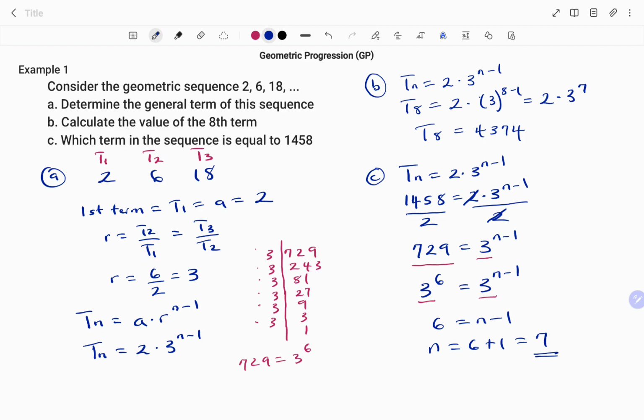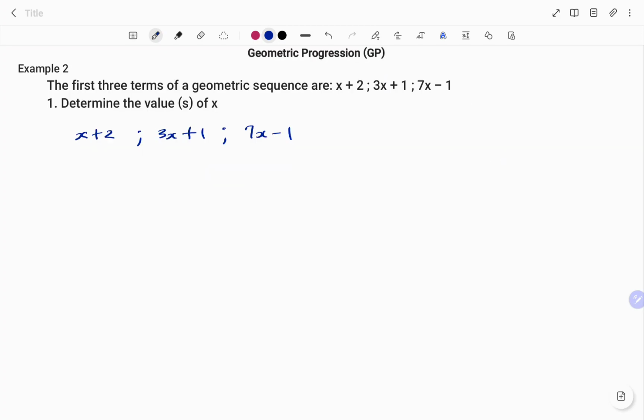Let's look at another example. In this example, we have the first 3 terms of a geometric sequence are x plus 2, 3x plus 1, and 7x minus 1. They're all expressions. Determine the value of x. If I tag each term, this is my term 1, this is my term 2, and this is my term 3. Because it's a GP, what I know has a constant value is my R, which is the common ratio.